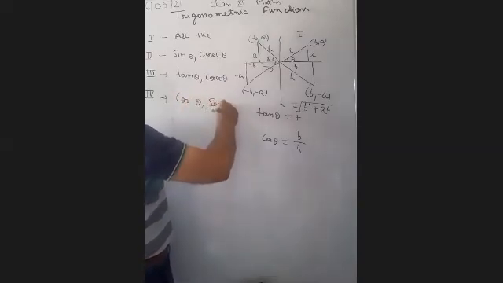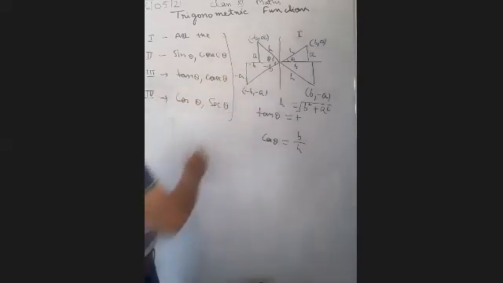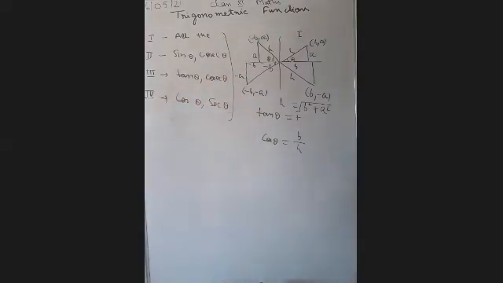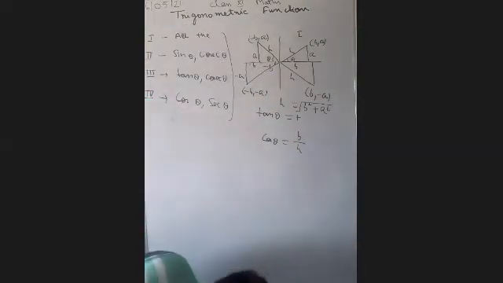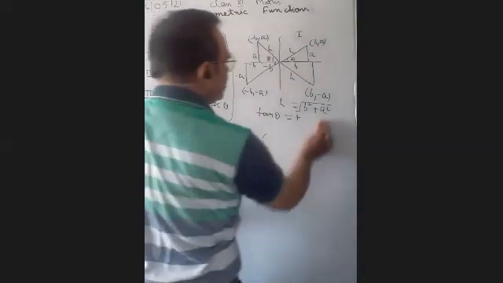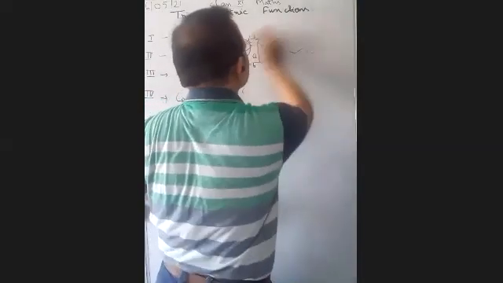So you have to remember these formulas. In the first quadrant, all trigonometric ratios are positive. In the second quadrant, sin theta and cosec theta are positive. In the third quadrant, tan theta and cot theta are positive. In the fourth quadrant, cos theta and sec theta are positive. So you have to remember these things. By using these formulas, we can now start the exercise.